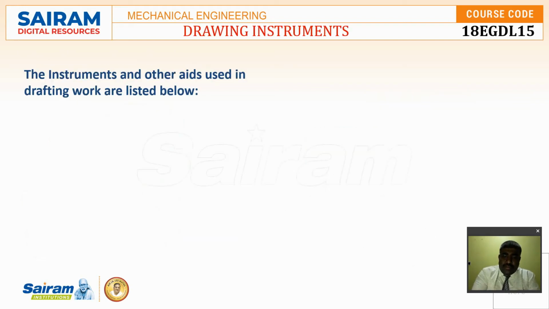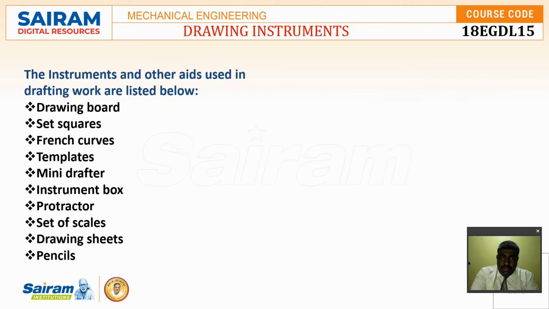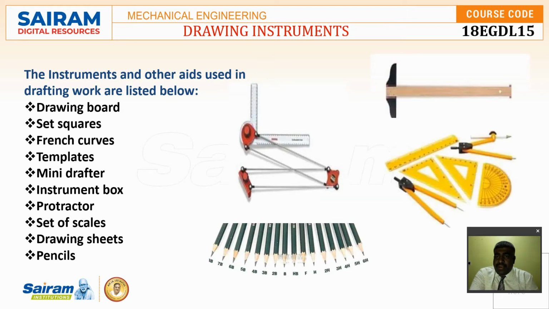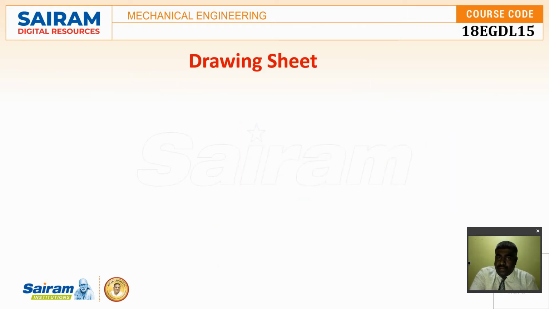So what are the instruments used? These are the instruments used: drawing board, set square, French curves, templates, mini drafters. So this is the mini drafter. Different kinds of pencils will be used. That is the T-square and other instruments which will be used for manual drafting.